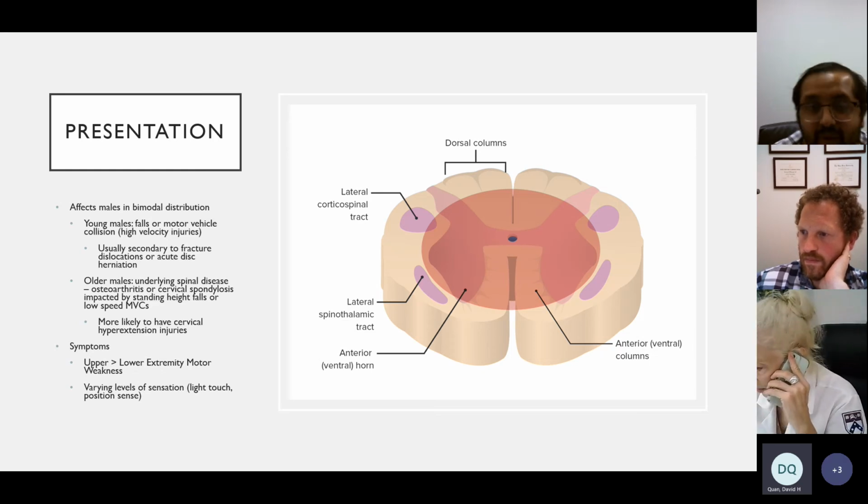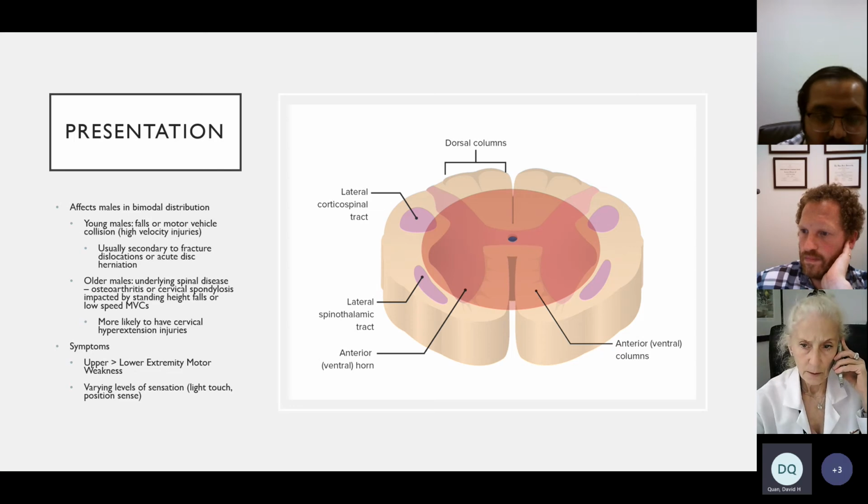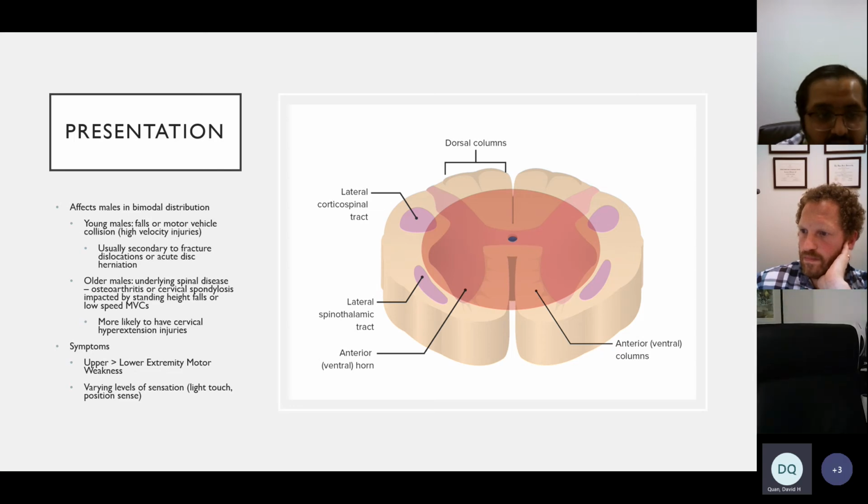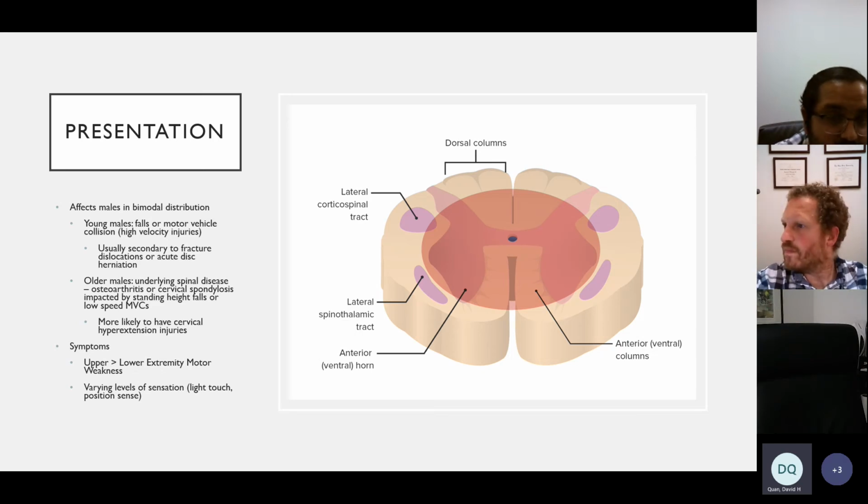Older males, on the other end, might have advanced osteoarthritis and other spinal pathology at play, such as spinal stenosis, which will more likely present after a fall from a standing height or a low-speed motor vehicle accident. They're also more likely to have the hyperextension injury that's commonly ascribed to this type of syndrome. Upper extremities are affected more than lower extremities in regards to motor function, and there are varying levels of sensation, both in light touch and position sense.